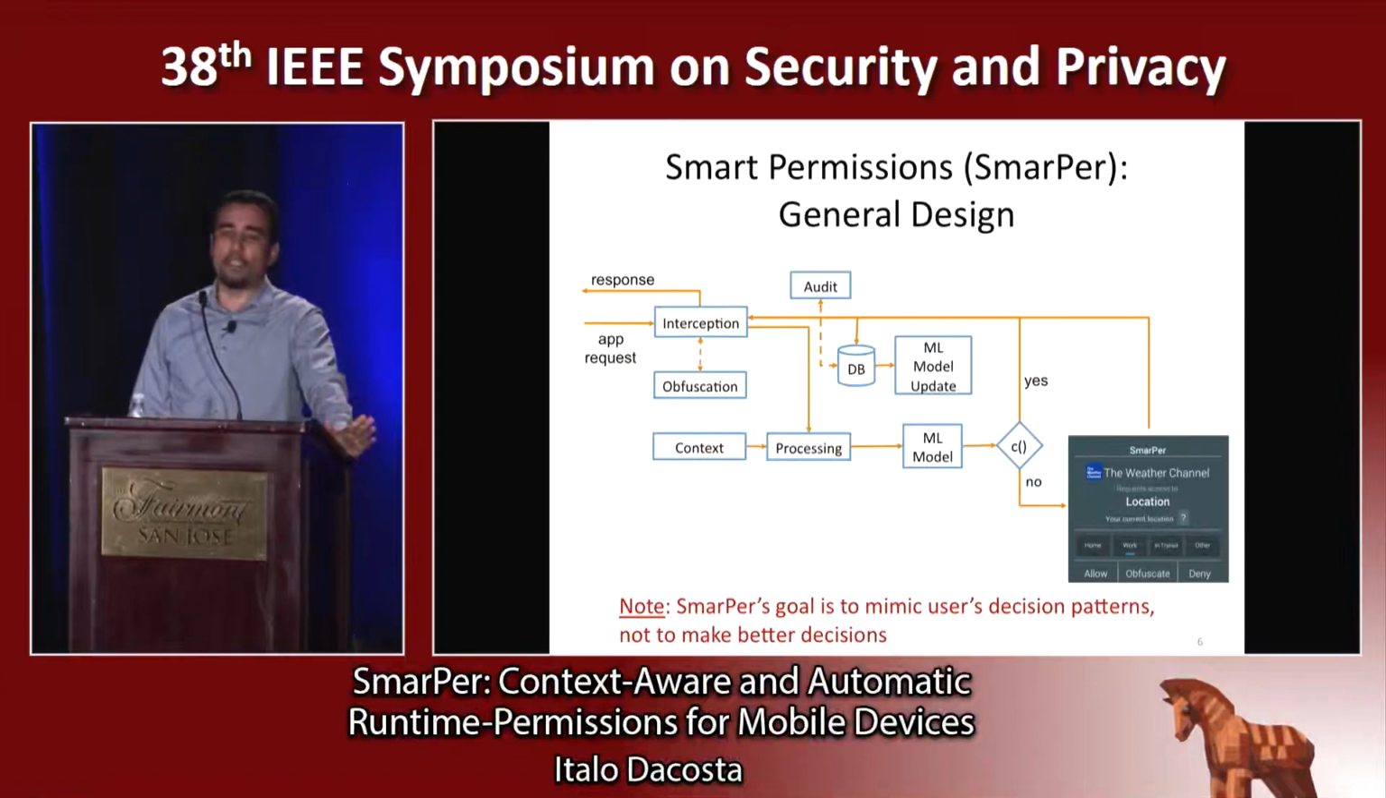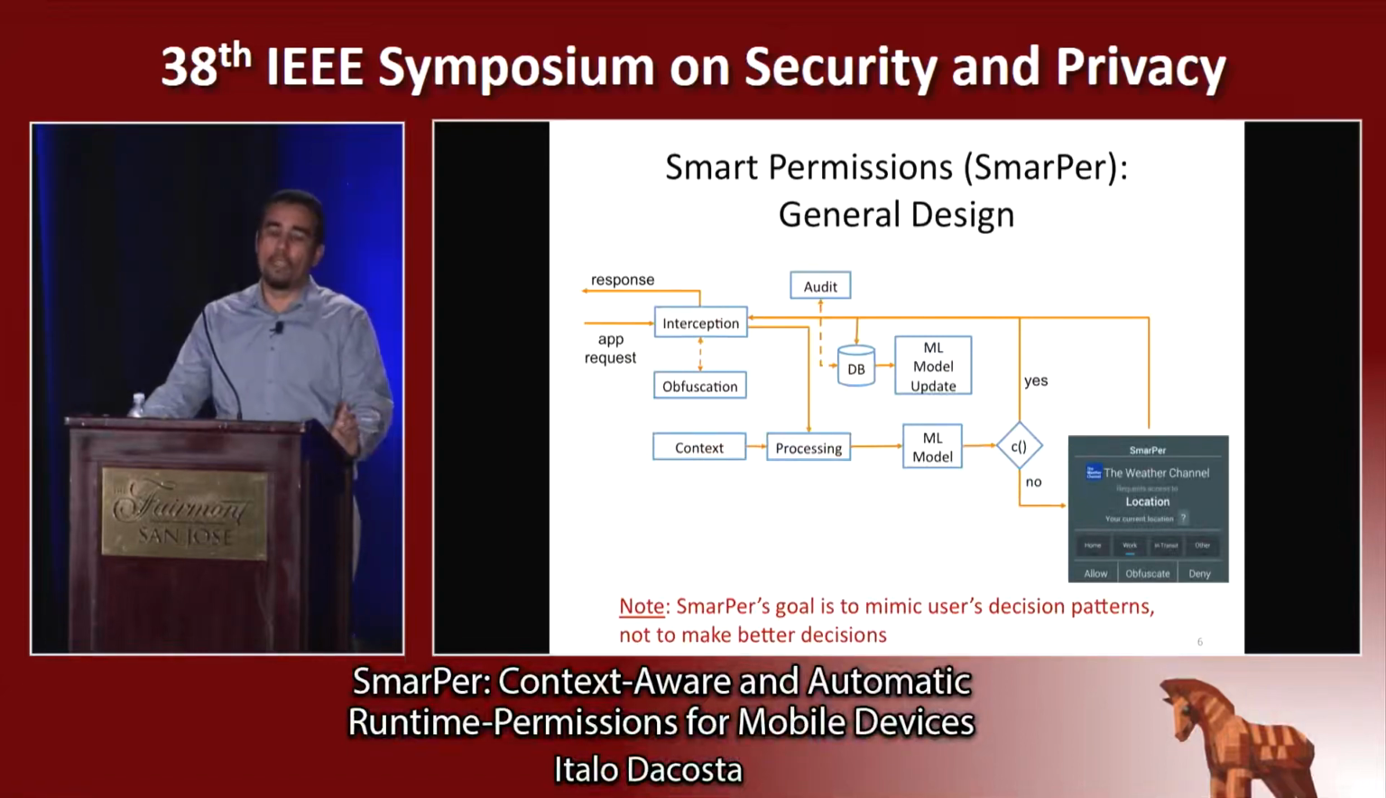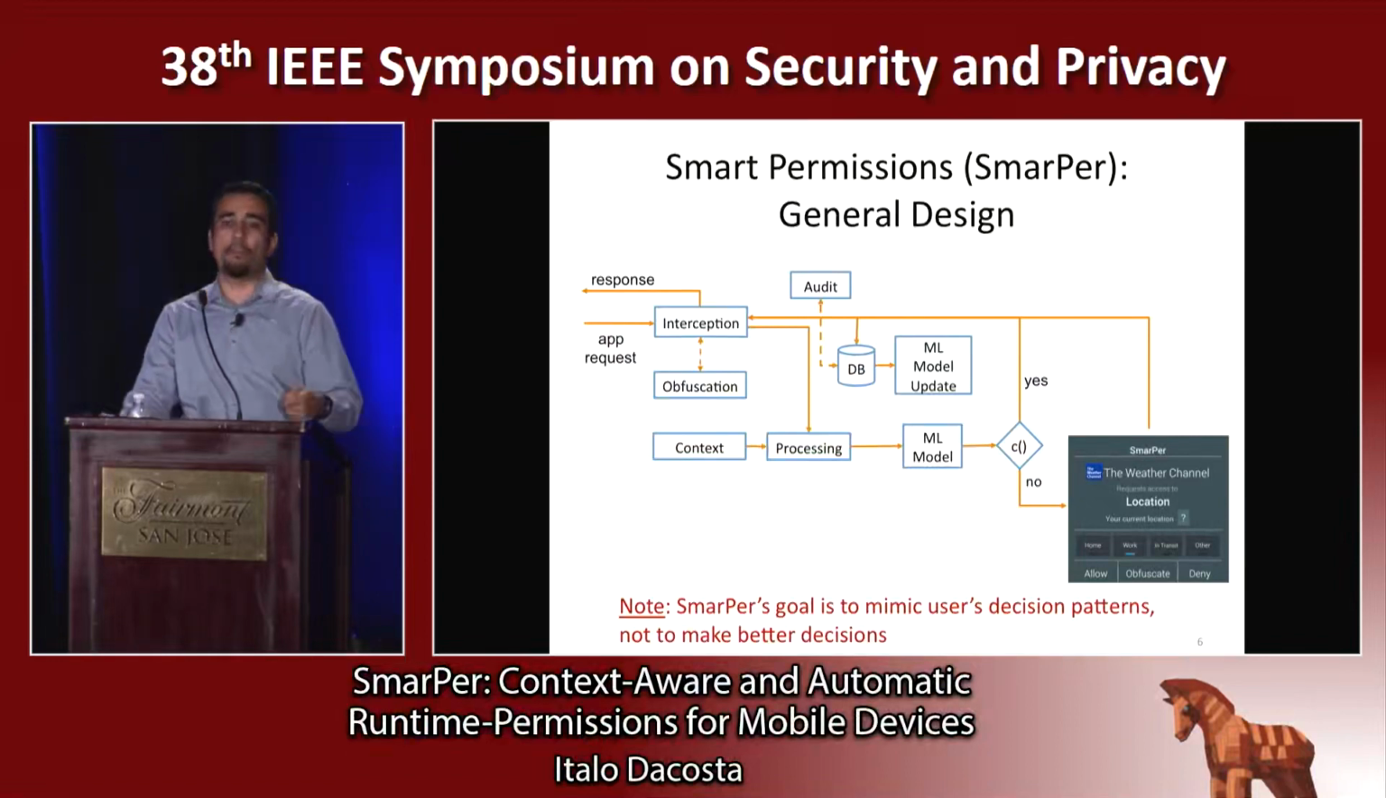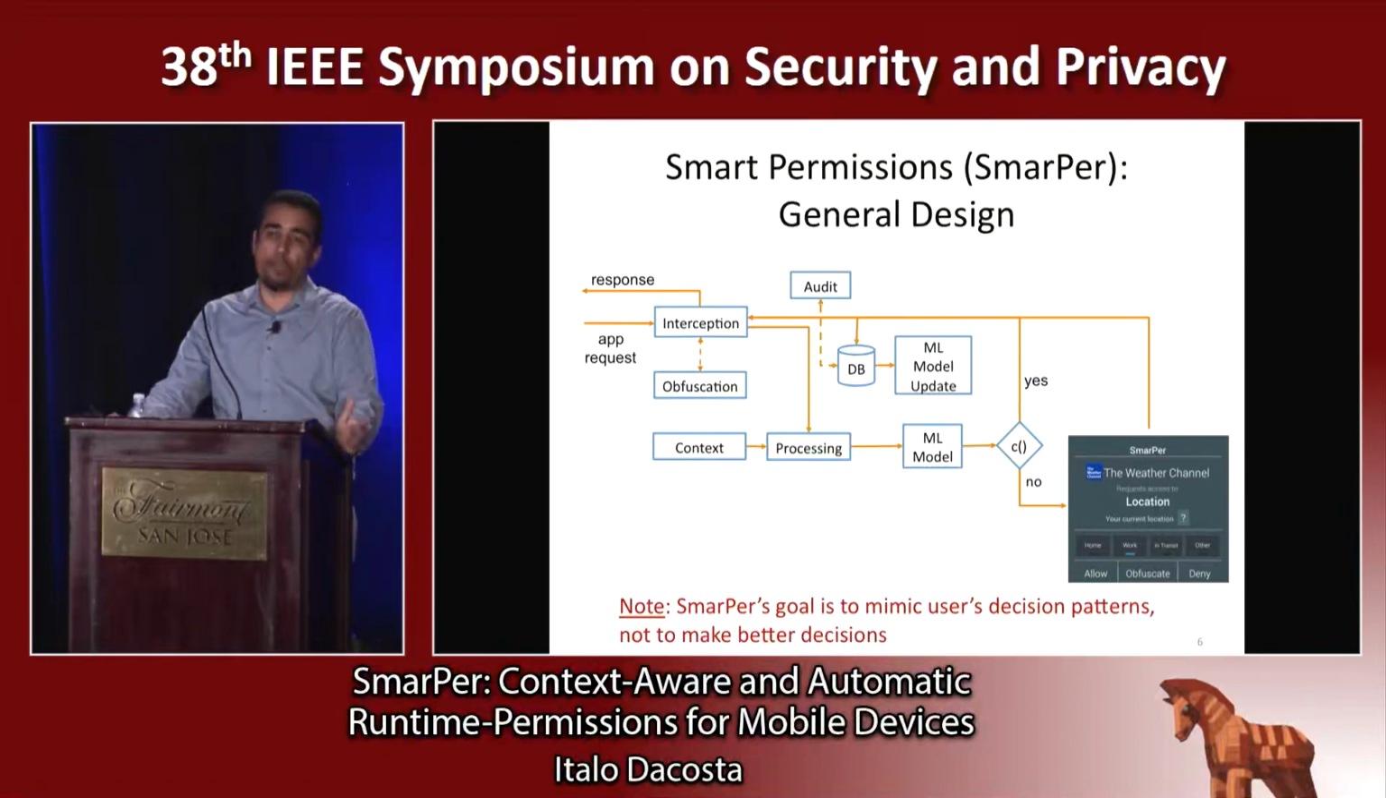Something important is that SmarPer is not designed to make better decisions. Instead, SmarPer is designed to mimic user behavior when making decisions. For example, if the user is allowing all the time, then SmarPer will learn to do that.